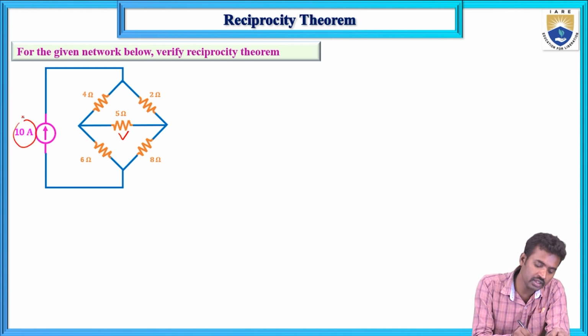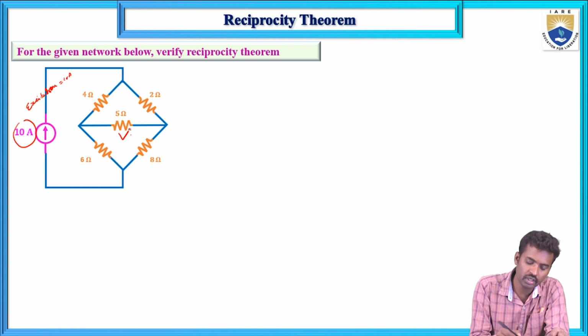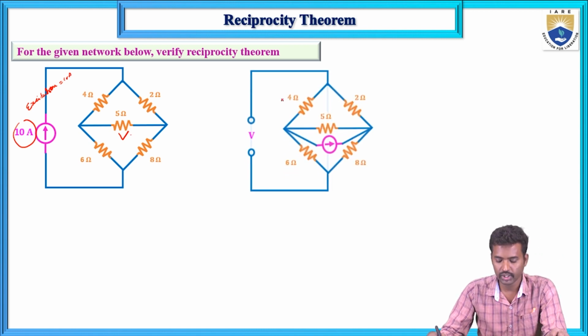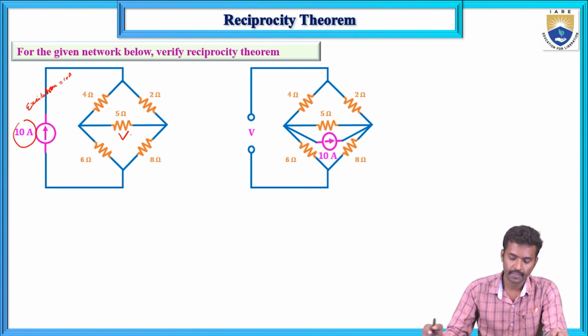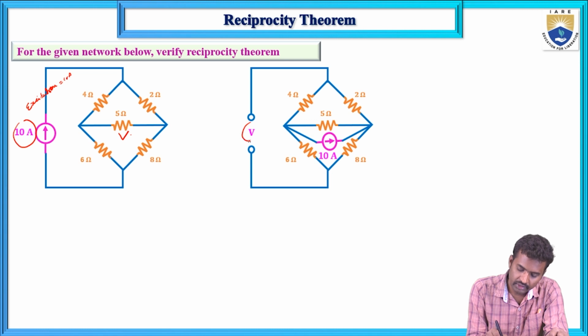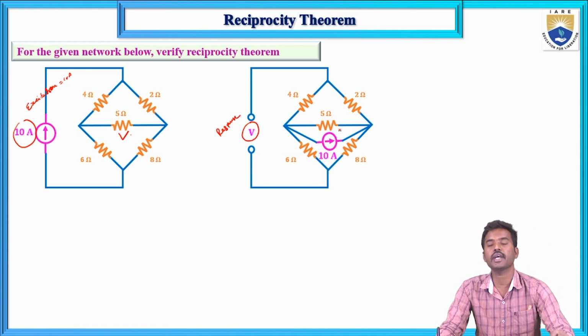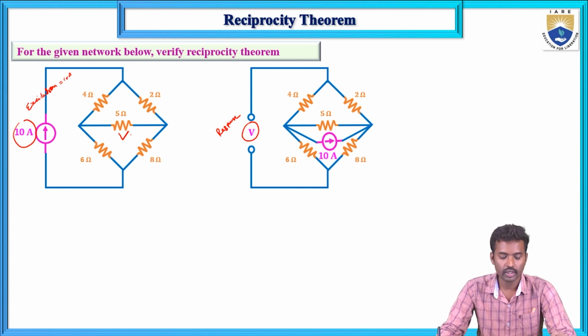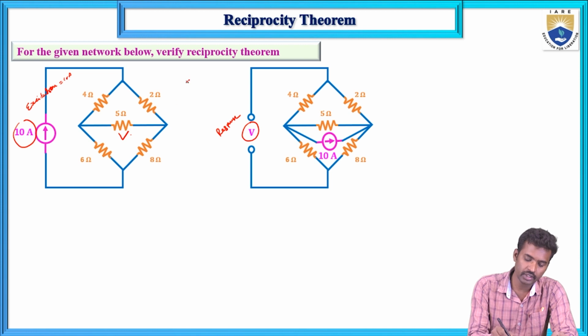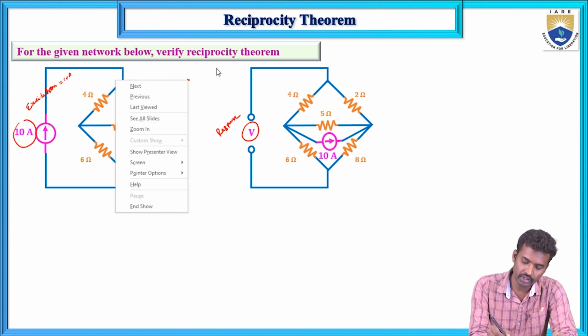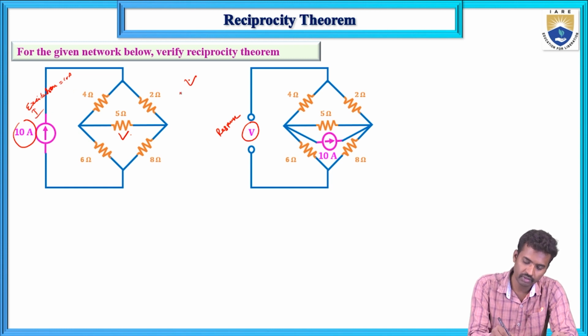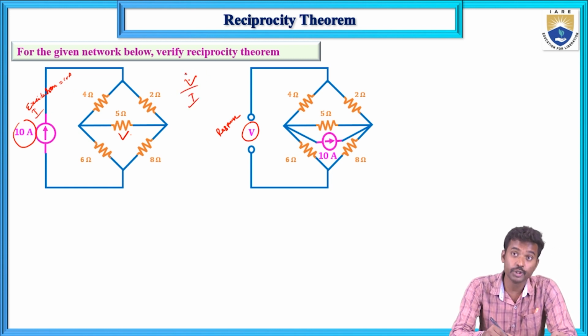Here the excitation is the 10 amp and the response is the voltage. And if you change this one, here this is the response and this is the excitation. 10 amps is the excitation. Now here the ratio is V by I, here this is the excitation, this is the I, V by I. Here V is the response.